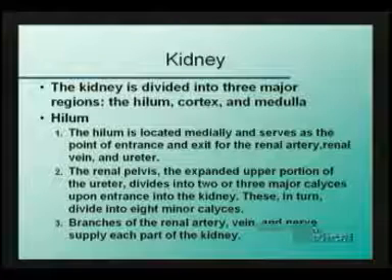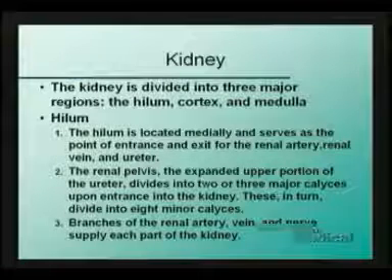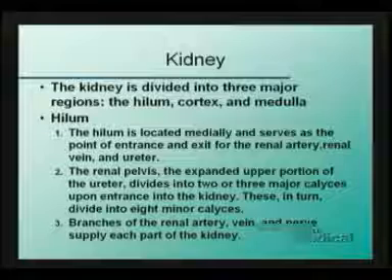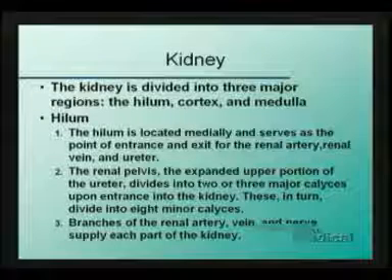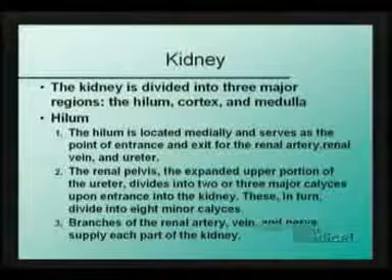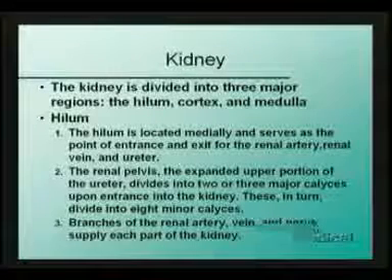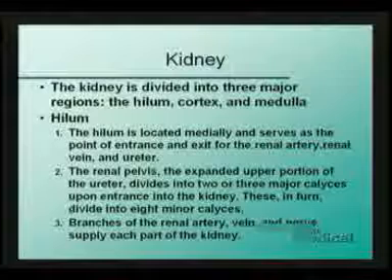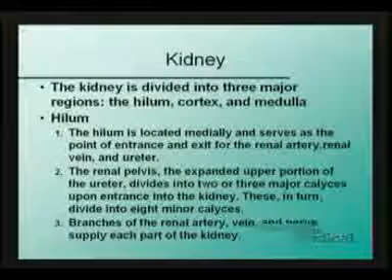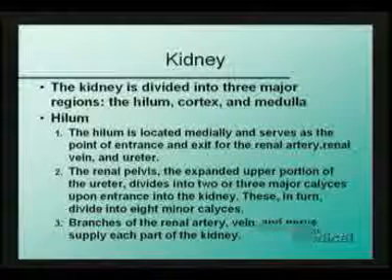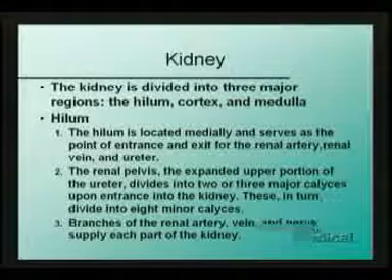Picture here, we simply illustrate the fundamental organization of the kidney, and note that it's divided mainly into a cortex and medulla, with basically a hilum that faces medially. The hilum is basically the point of entrance and exit for the vasculature, the renal artery and the renal vein, and the point of origin of the ureter.